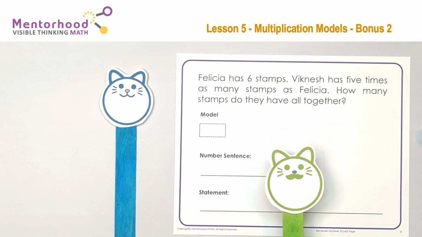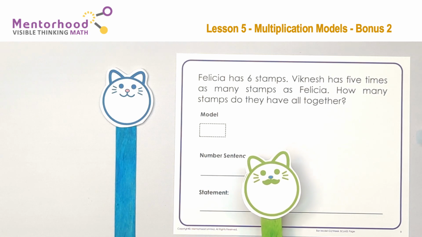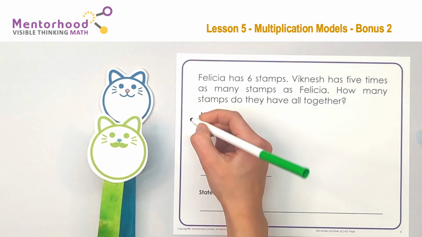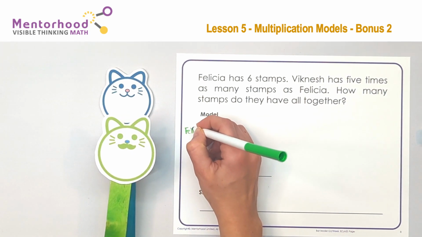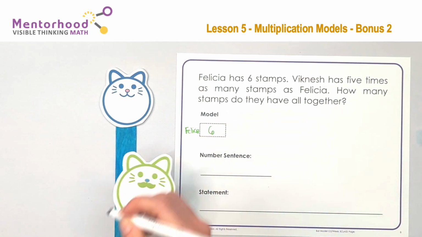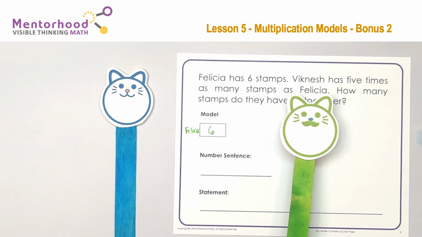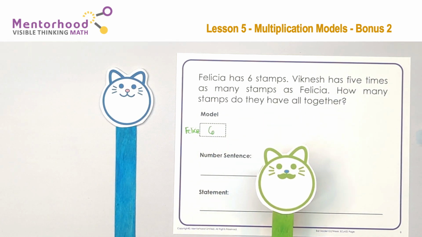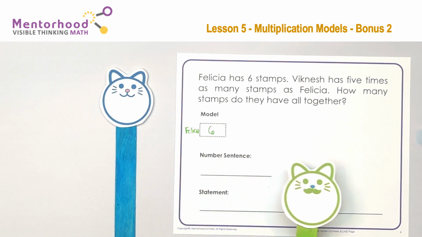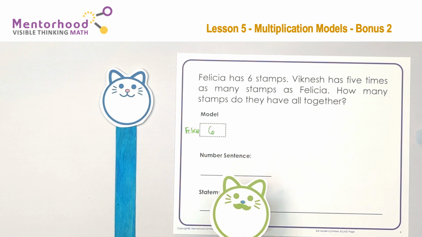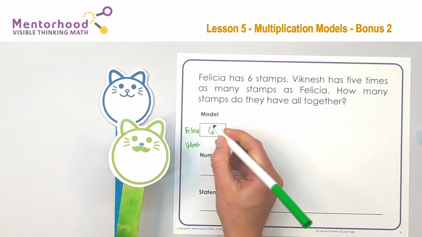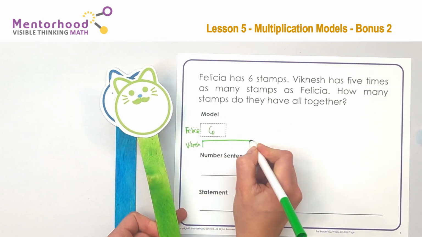Okay, kids, who's going to get the smaller box? Felicia, that's right. So let's make her our original box. Felicia, and she's got how many? 6. Okay. Vignesh has 5 times as many stamps. So how do I make Vignesh's box? Do I make it really small or really big? Yes, really big. Good. Vignesh. And I'm going to draw it here, and it's going to get really big.